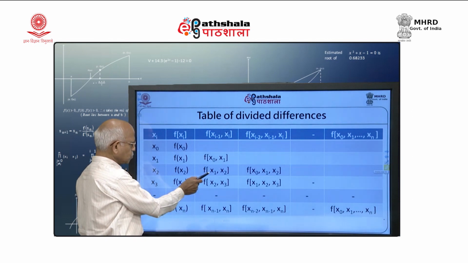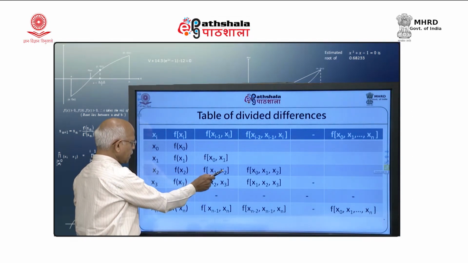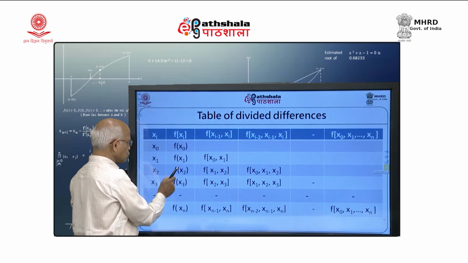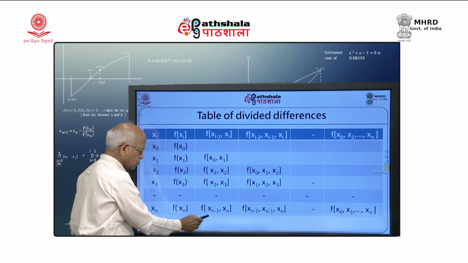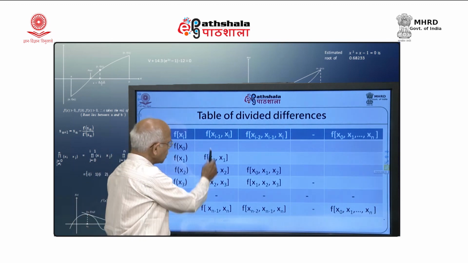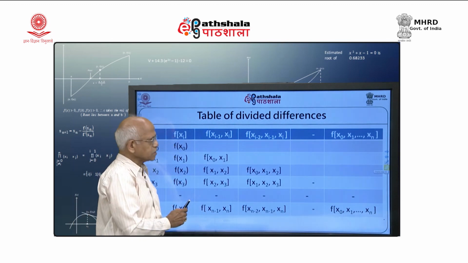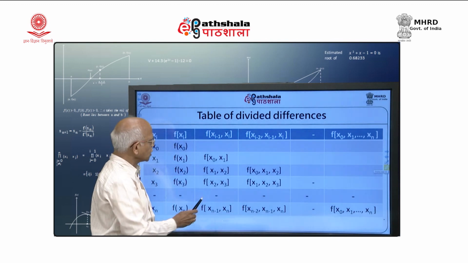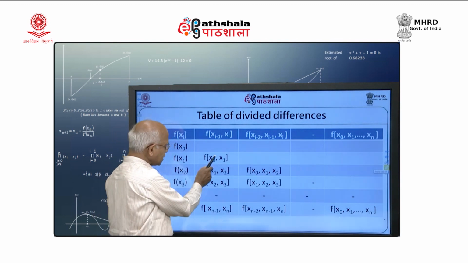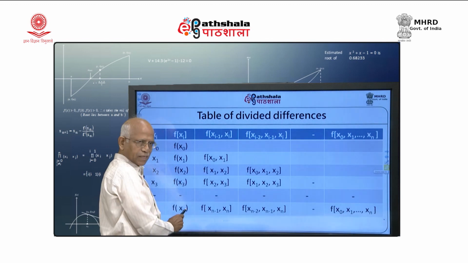Then if I want to do x1, x2, I will be taking f(x2) minus f(x1) upon x2 minus x1. That is how I will fill up this first column, which will give all the first order divided differences. The second column will give me all the second order divided differences. You can observe that it will be 1 less than the number of first order divided differences.